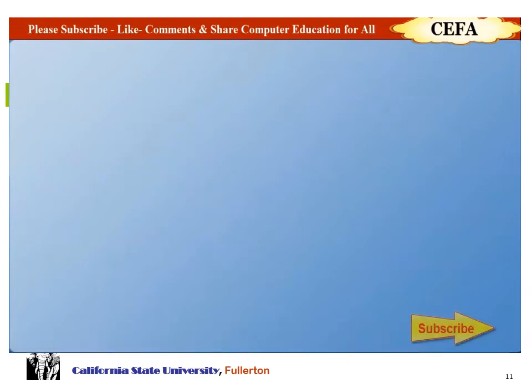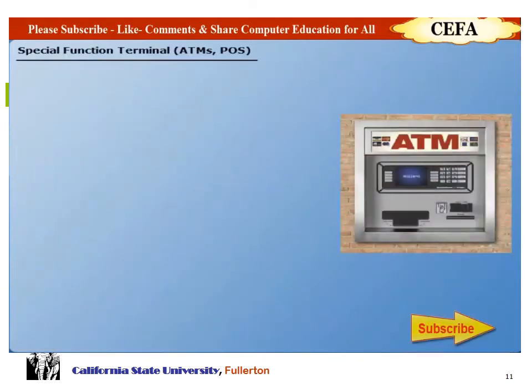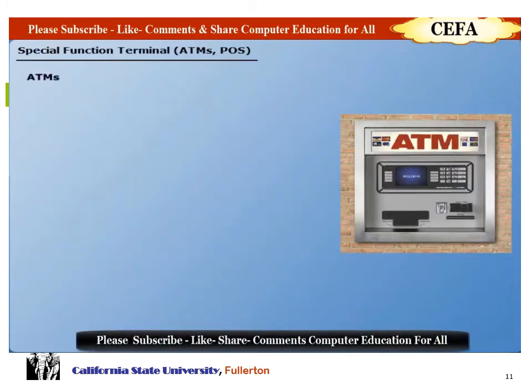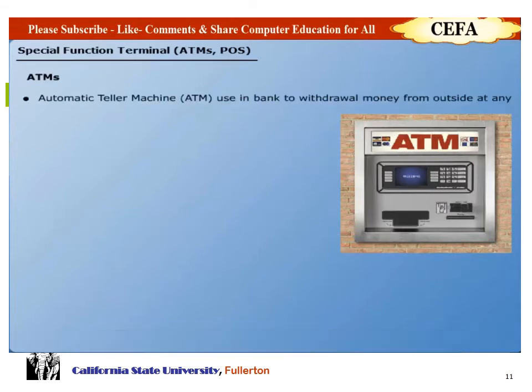Special Function Terminal: ATMs and POS. ATM, Automatic Teller Machine, is used as an unattended device or machine in the banks for withdrawal of money outside the bank at any time. ATM provides a very easy and secure way for money transactions. These sorts of machines use a real-time operating system.